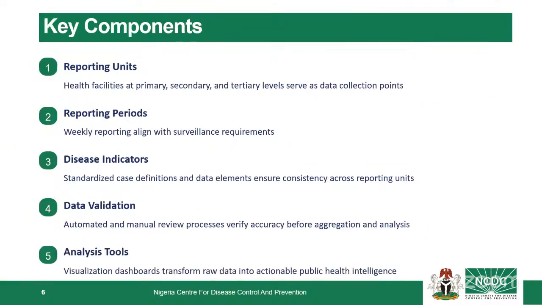The key components of aggregate reporting are the reporting unit, which is the health facilities or LGA; the reporting period, which is weekly; the disease indicators, which are the diseases you're reporting based on standardized case definitions; the data validation for completeness, timeliness and reducing data errors; and analysis tools to visualize the data that we report, on a daily or weekly basis. Mr. Francis will take us in depth on that in the next session.